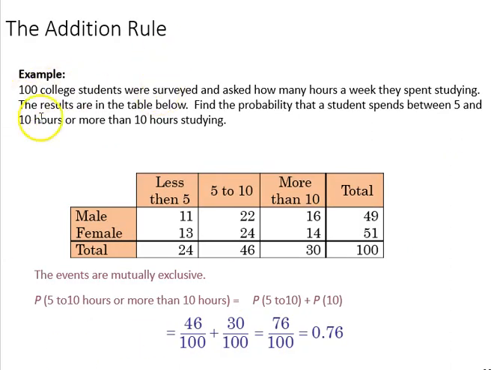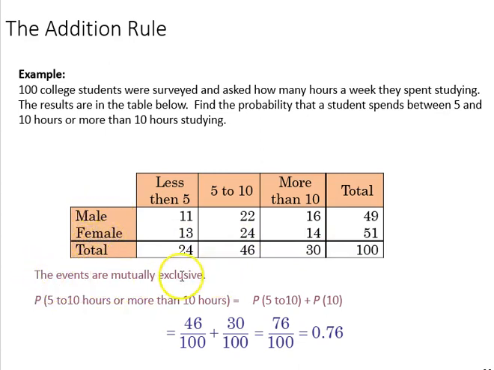And we apply the addition rule to one more example here of 100 college students who were surveyed and asked how many hours they spent studying, extending a previous example. Results are shown in this table, and we want to find the probability that a student will spend between 5 and 10 hours, or more than 10 hours, studying. So those are two possible outcomes, right? And we're talking about all students in this case, so that brings us down to the total row, rather than looking at only males or females, for instance.